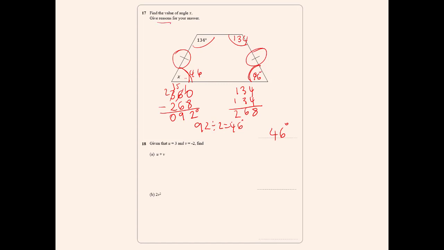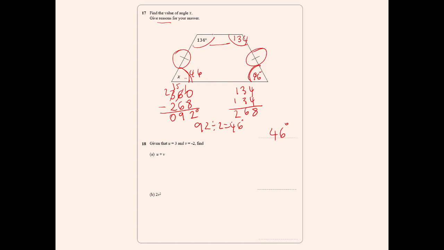So the reason we can give is the two angles in an isosceles trapezium are same. So these two angles are the same and these two angles are the same. And angles in a quadrilateral add up to 360 degrees.